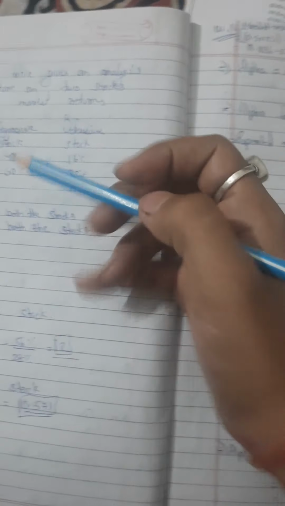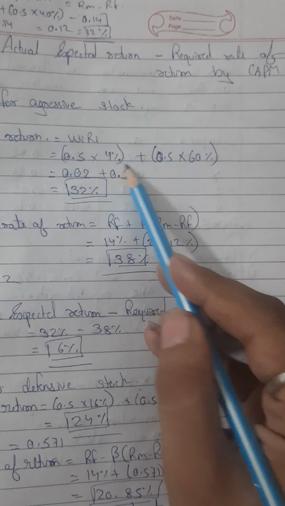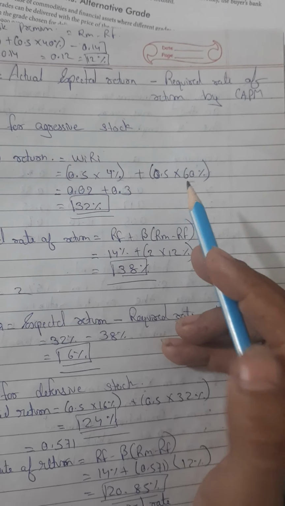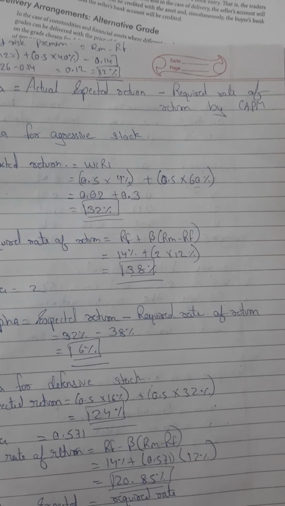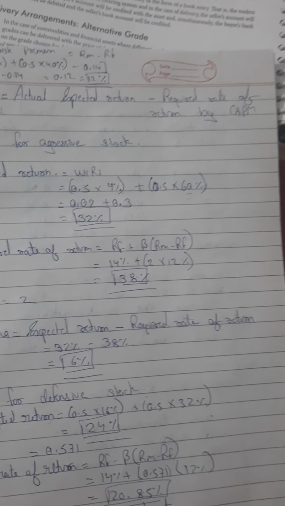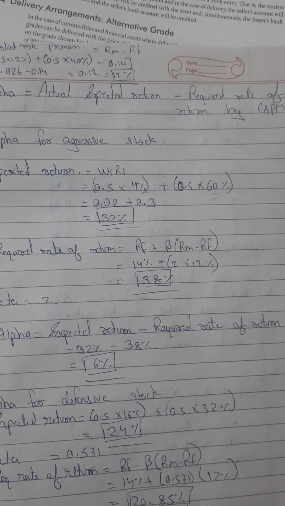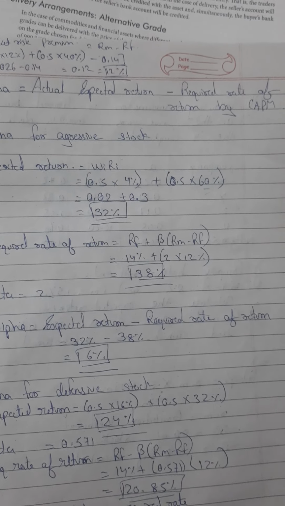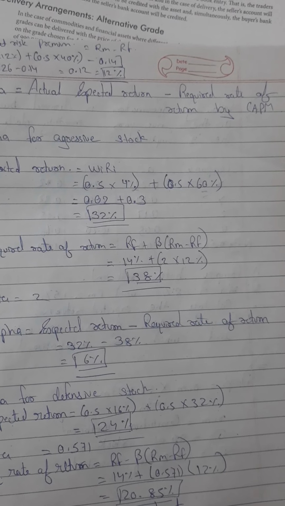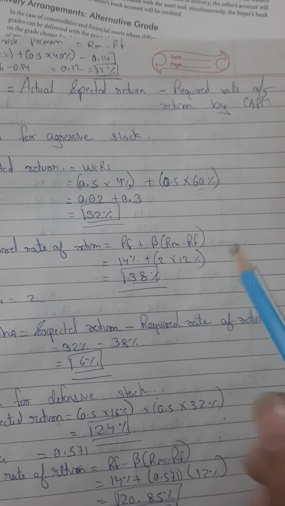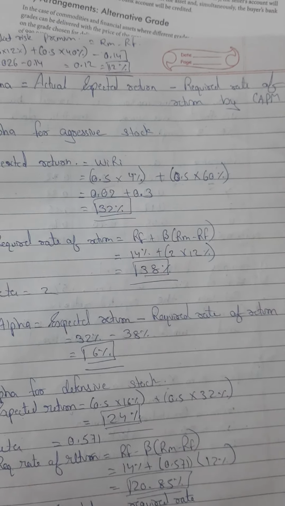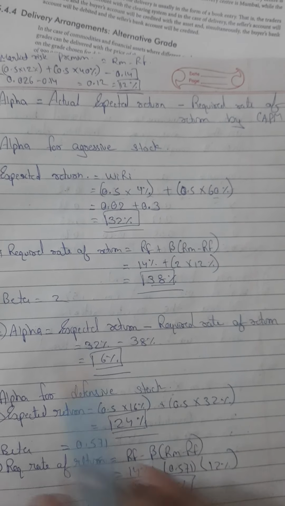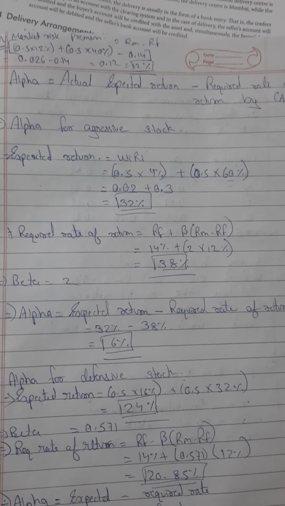RI 4% and 60%, right? 4% and 60%. 0.5, where did this 0.5 come from? As we know, when any weightage is not given to securities, we have to give equal weightage to these securities. That means we have divided 100 by 2, and hence 50% weightage is given to both the securities. Hence 0.5 is placed here, right? Solving this equation, we will get 32% as the expected return for aggressive stock.